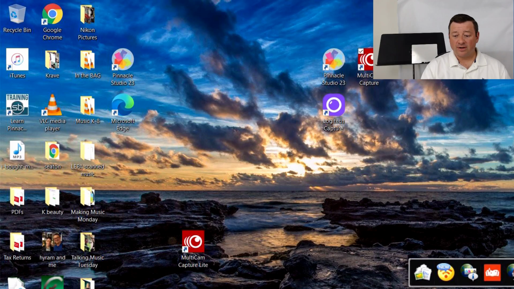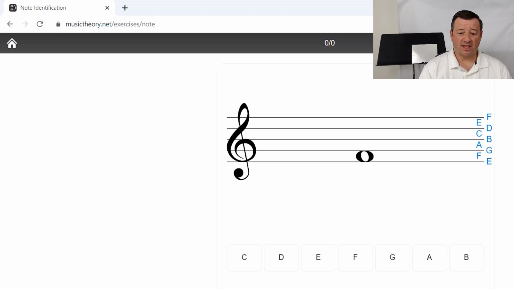Just getting more familiar and better with the notes of the treble clef staff. So we're going to use that website that I showed you last time, musictheory.net, and we're just going to do a few of these together. So I have the helpers on. Remember that the lines of the staff are E, G, B, D, F, and the spaces spell FACE: F, A, C, E.